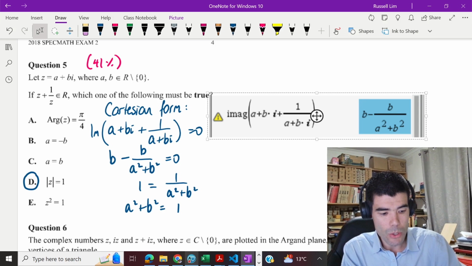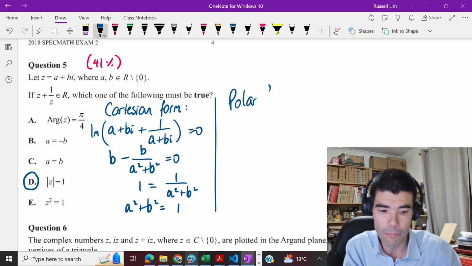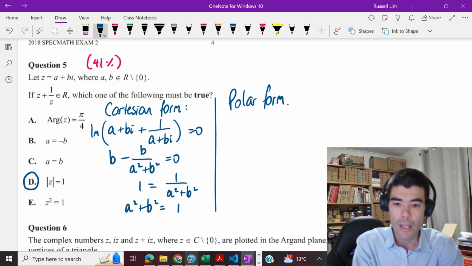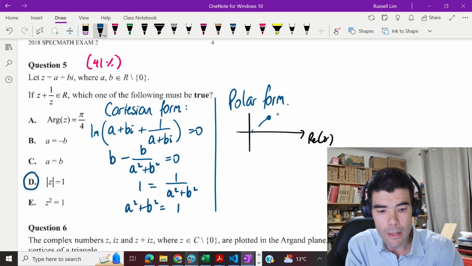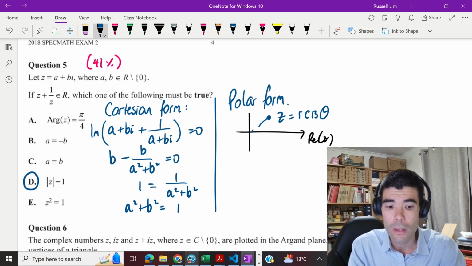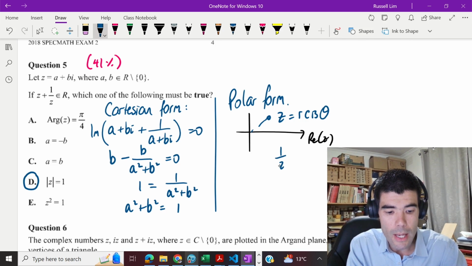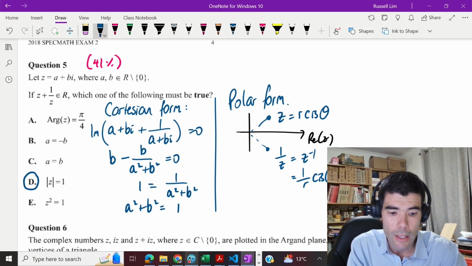We can also think about this question using polar form, and a little diagram might help. We've got our complex number z. If we represent that as r cis theta, then 1 on z, which is z to the minus 1, is 1 over r cis negative theta. So the angle is going to be the negative of the first one.